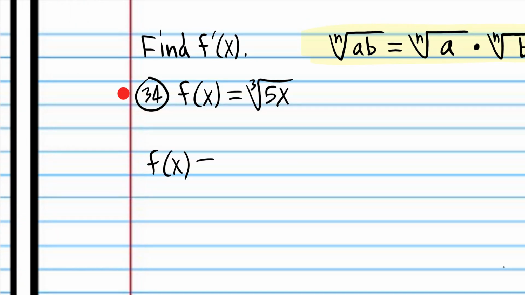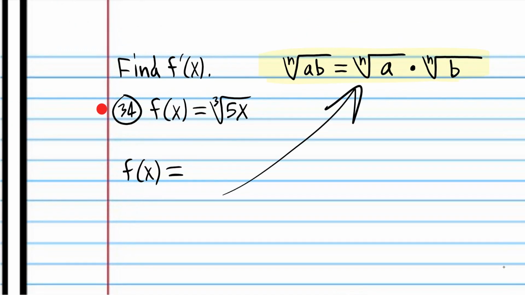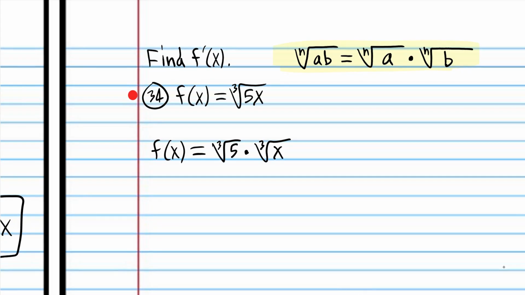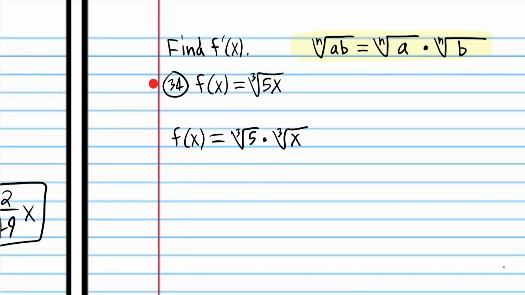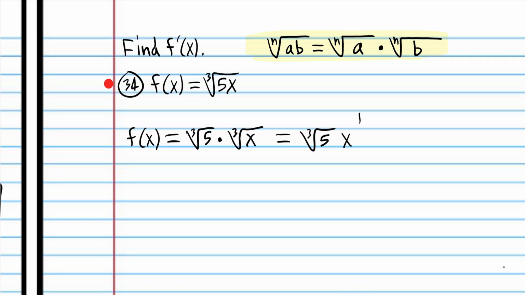But we can use our root property here, very important property, to change the form of this expression to the cube root of 5 times the cube root of x. We don't have to write a dot there, but it just helps to show that we're multiplying. If you don't have a dot there, mathematicians still understand that that's multiplication. Well, now we're going to change the expression using exponent rule number 9, so that becomes x to the 1/3 power.